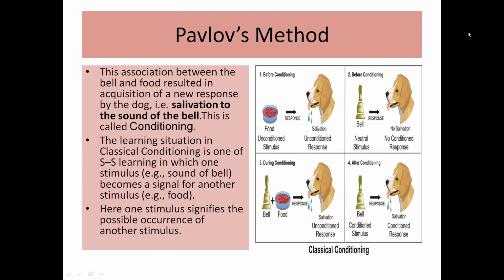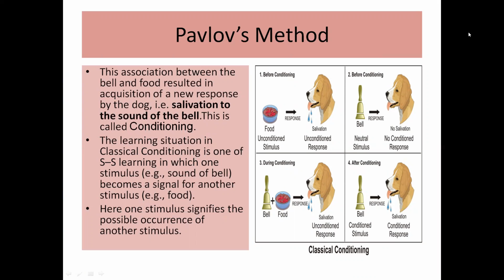So this association, which happened between the bell and the food, that resulted in salivation, that is acquisition of a new response, is referred to as conditioning. The learning situation in classical conditioning is that of SS learning, that is stimulus-stimulus learning, in which one stimulus becomes an indicator or a signal for another stimulus, that is food. So here one stimulus signifies the possible occurrence of another stimulus.